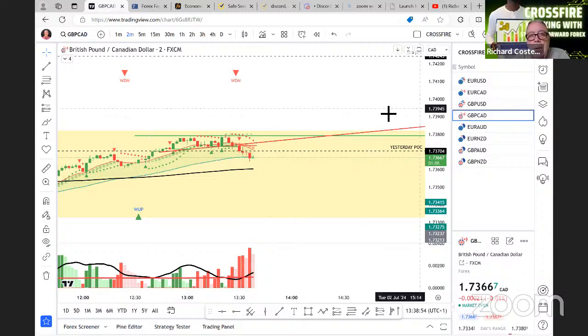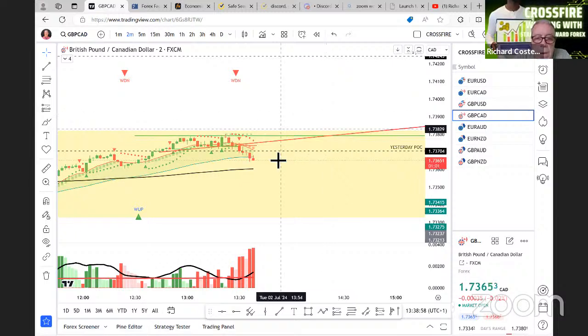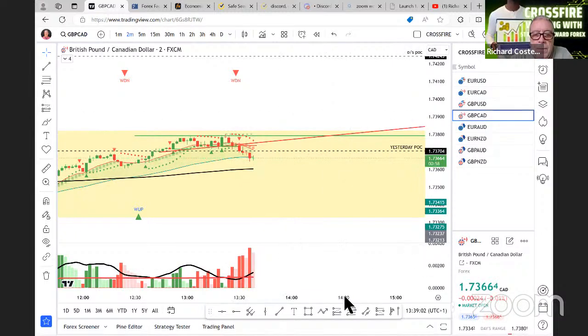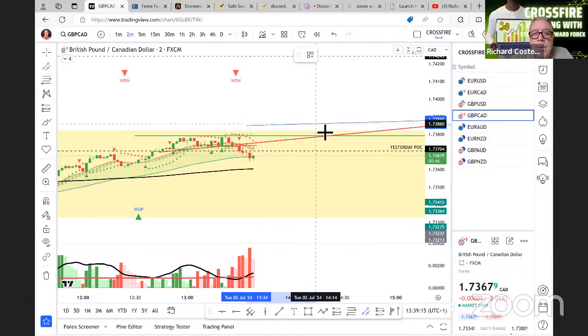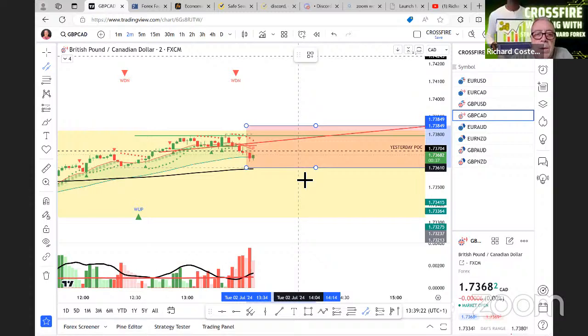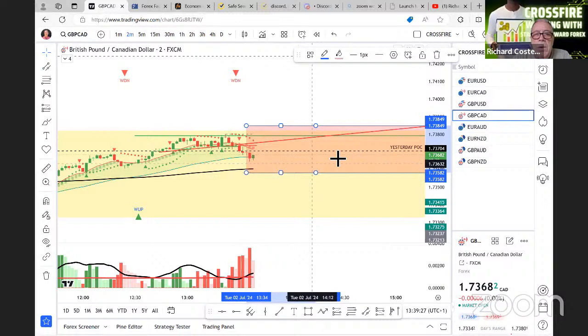What I could do, rather than just sit and watch this chart all afternoon, I can put on a parallel chart and I can say, if price gets outside that yellow field of play, let me know. I'm going to make that horizontal, and then if I drag that down, I really want price to get below that black line. So I'm going to set an alert on that.